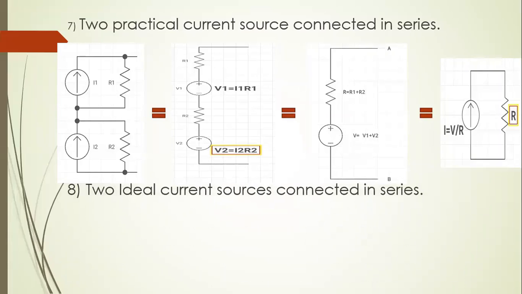So at last, the eighth one: two ideal current sources connected in series. If two ideal current sources are connected in series, the value remains the same. That is, I is equal to I1 is equal to I2.